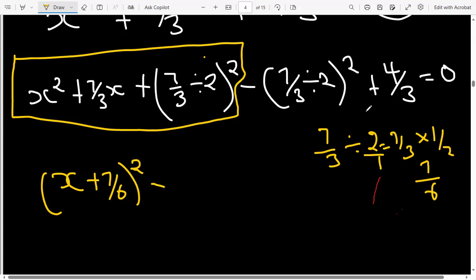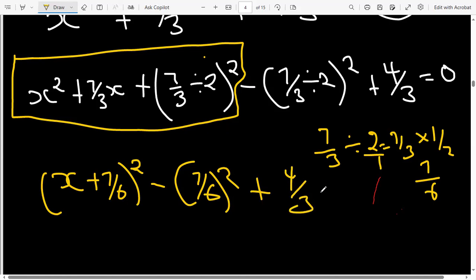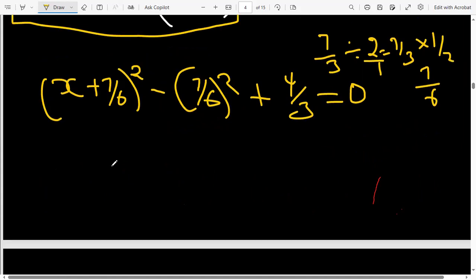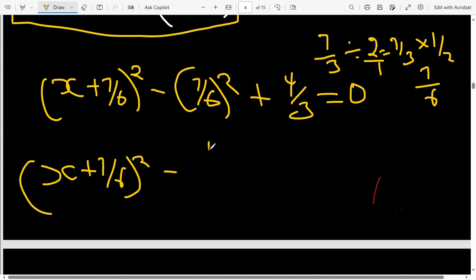Then minus. So it means inside here again, since it's the same thing, we're going to have a 7 over 6, and then squared, and then plus 4 over 3 is equal to what? To 0. Okay, and then from here, let's try to simplify things. So we can say x plus 7 over 6 squared minus, what is 7 squared? We know that it is 49, divided by, what is 6 squared? To be 36, and then plus 4 over 3 is equal to what? To 0.